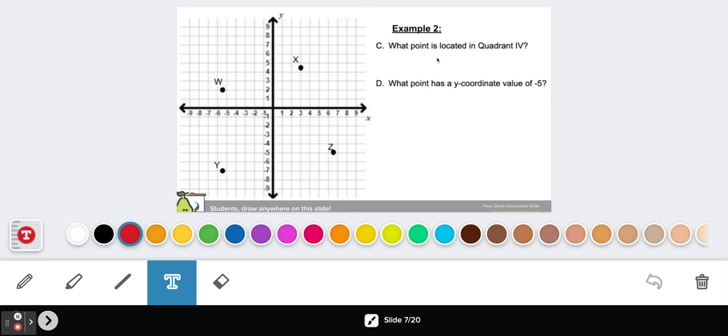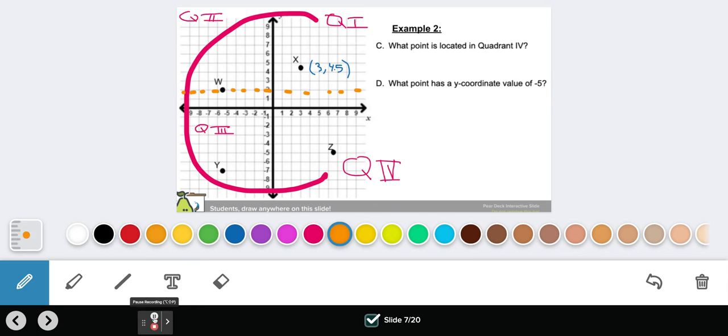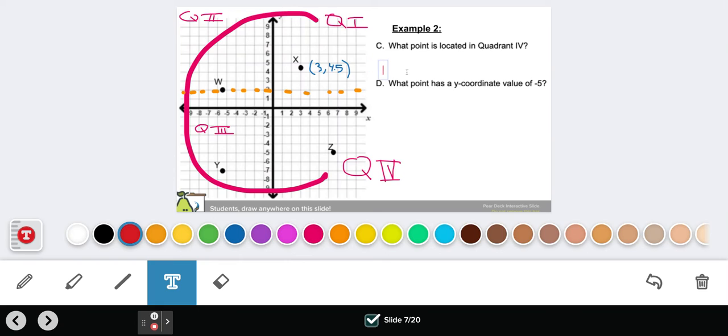Then going on to the next thing on our example 2, it says what point is located in quadrant 1. Give me a second to catch up to you guys. Because we have already written our quadrants, this one should be easy for us. This one they're talking about a point in quadrant 4, so it matches this one. So it has to be my point C is in QIV, okay?